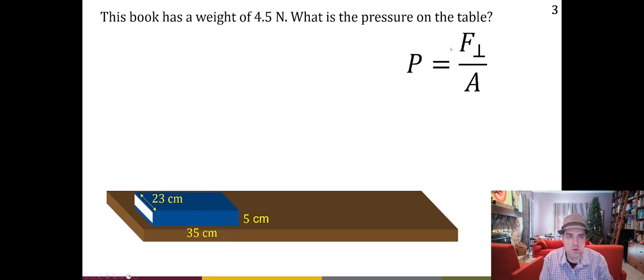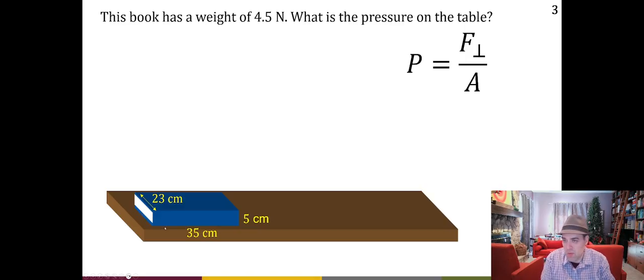So pressure is force over area. We're told that the book has a weight of 4.5 newtons, and so that's going to be our force. But now we got to get the area of the book. Now that's just the area in contact between the book and the table. So we have three numbers here. This 5 centimeters, that's just the height of the book. It's not going to give us the area of contact here.